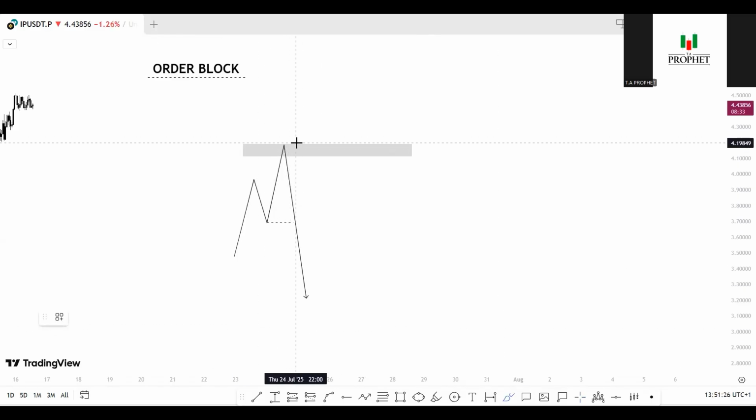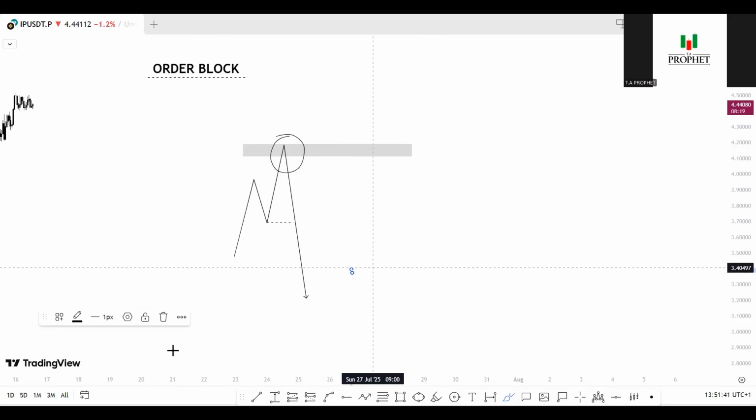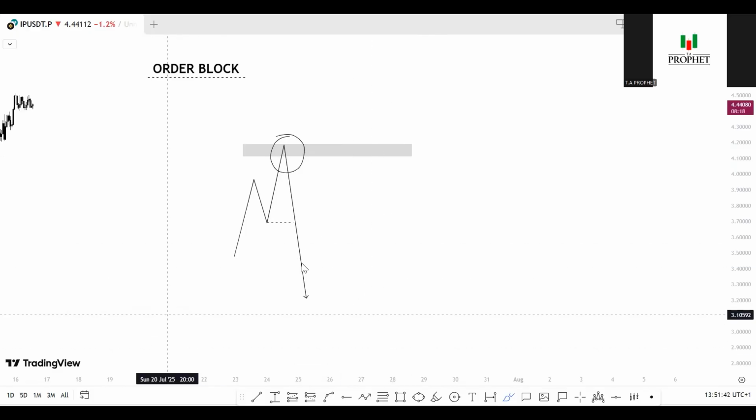As you can see in this particular explanation, from this point, price had an impulsive move from this zone. There were a lot of sell orders here that caused the price to break structure. So this is an example of an order block, and it is a bearish order block.